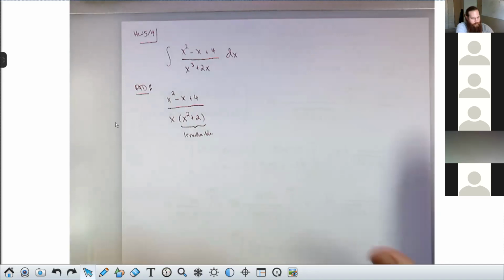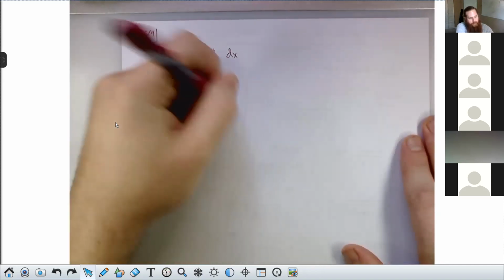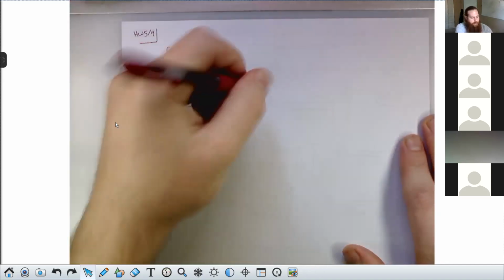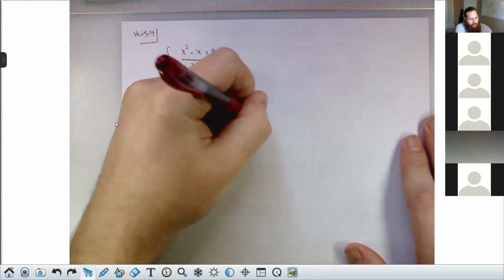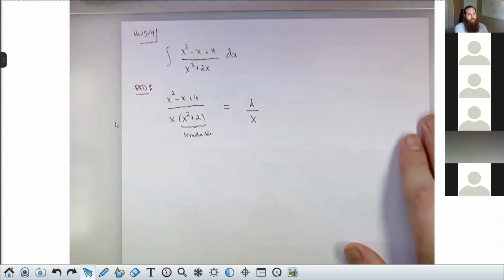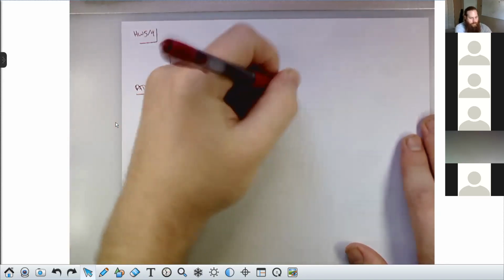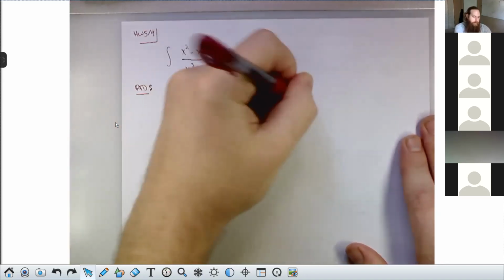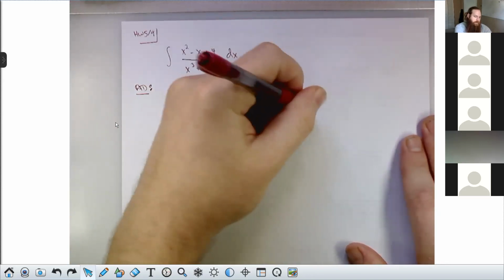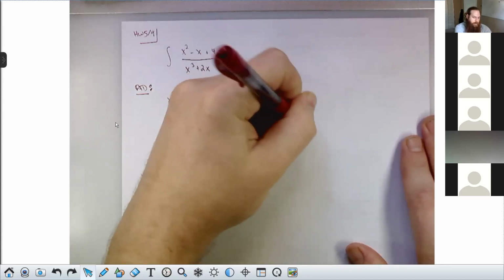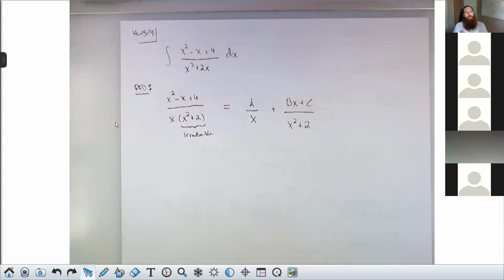And that clues you into the PFD setup. So the x factor here contributes an a over x term in the PFD setup, and the x squared plus 2 factor there contributes a bx plus c over x squared plus 2 term in the PFD setup. So this is the correct setup for the partial fractions.